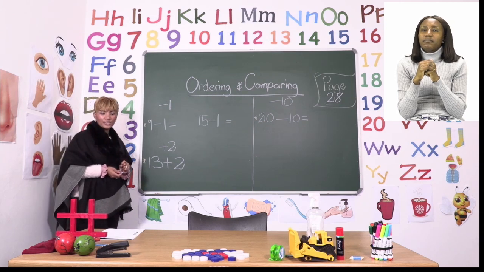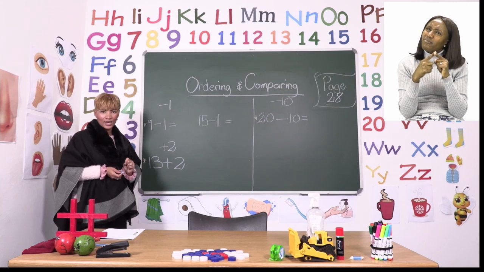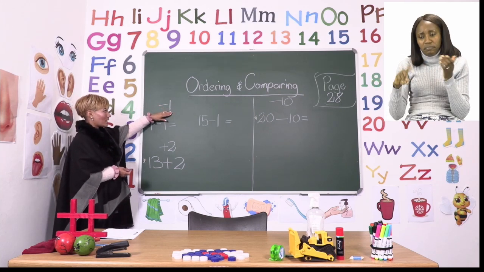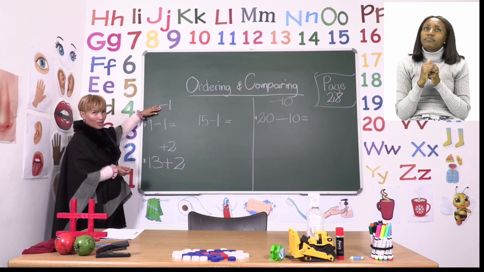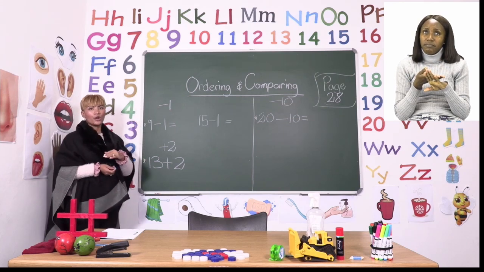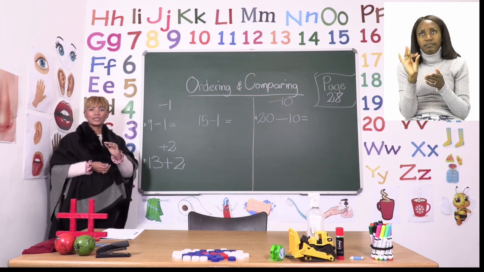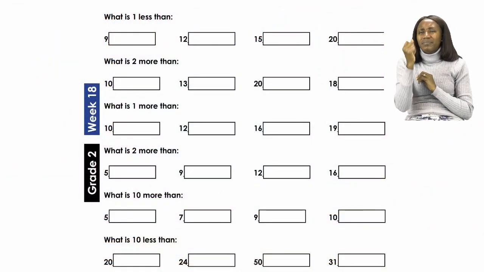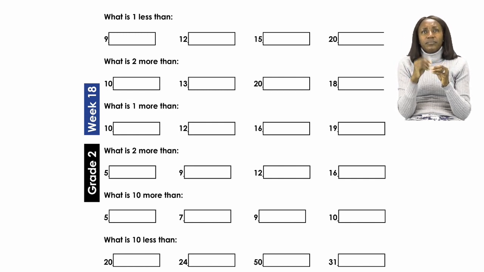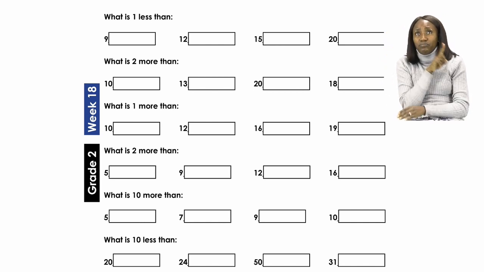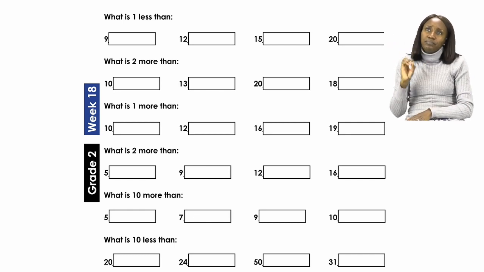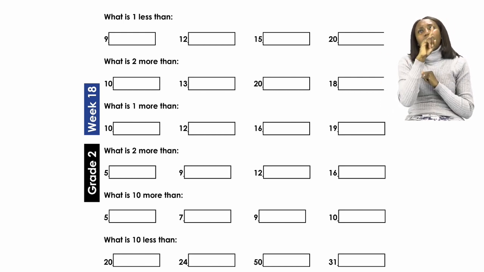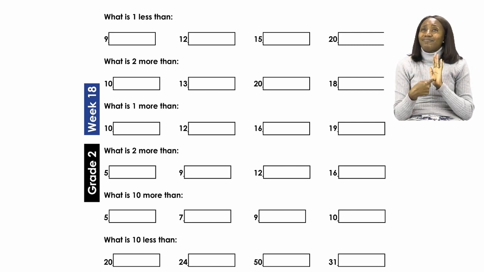So the first one in the booklet reads, what is 1 less than? Like I said earlier, it means we are going to subtract 1. In each row, let's quickly go back to page 28. You will see that for each sum in each row in the booklet, you have different numbers. Let's look at the numbers in the first row. The first number is 9, then you have 12, then 15 and 20. That means grade 2s that for each number we have to subtract 1. I am going to do number 9 with you.